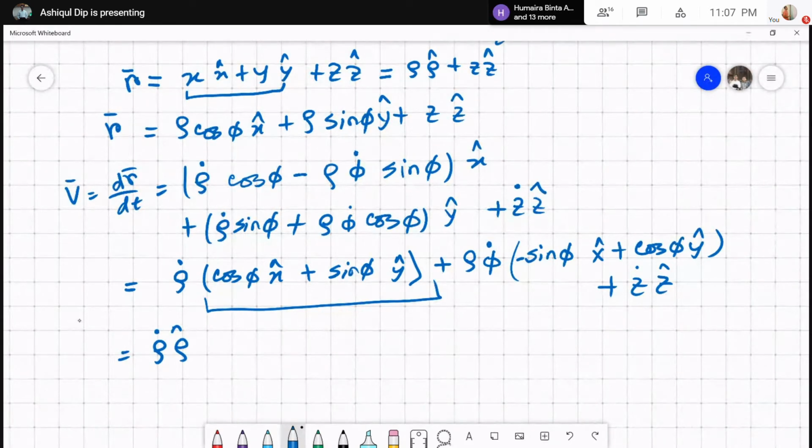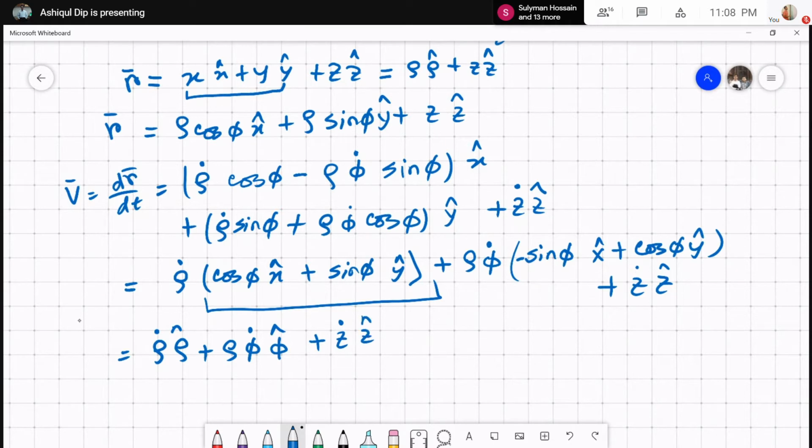Then we have rho dot. Then this vector, negative sine phi x hat plus cosine phi y hat. You can convince yourself that it also has a magnitude of 1, because sine squared phi plus cosine squared phi equals 1, and it's also perpendicular to that vector. Take the dot product with that one, you'll get 0. So we call it a new thing. We call it that because when phi dot is changing, we have that specific direction. So we call it phi hat.